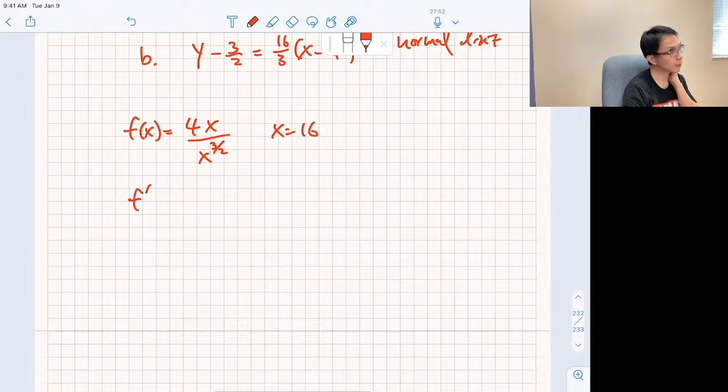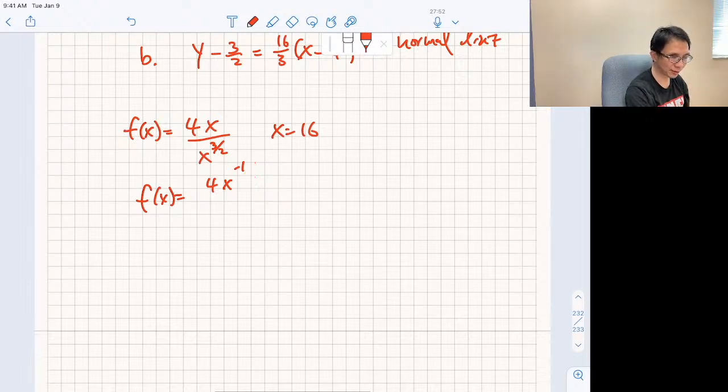I'm trying to type faster, I'm sorry. I will probably simplify this equation just because this is equal to x to the negative half. That's something I would do.